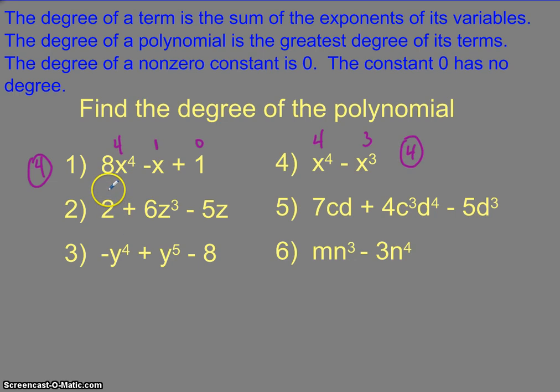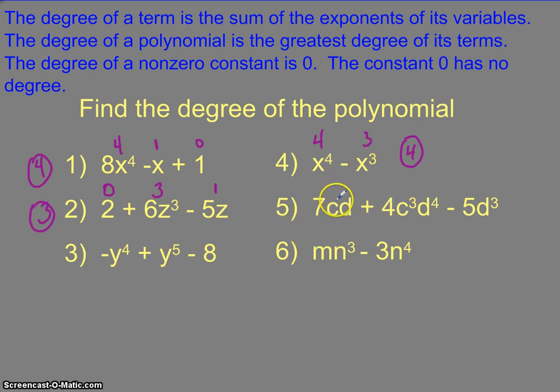Look at number 2. This term, it's a constant, has a degree of 0. This term has a degree of 3. The exponent is 3. This term, I have an exponent here of 1, has a degree of 1. The degree of the polynomial is 3, the highest one.